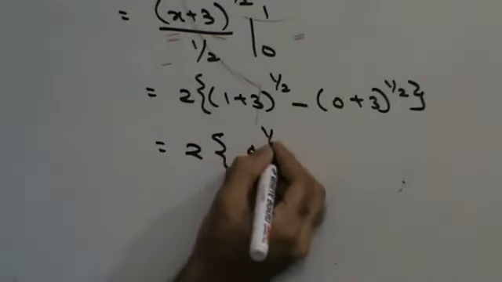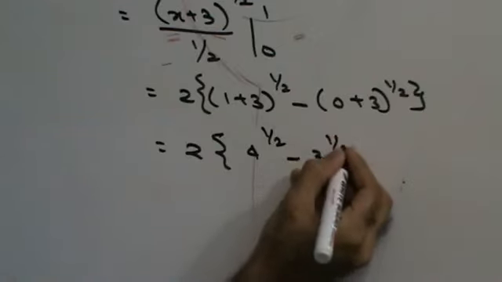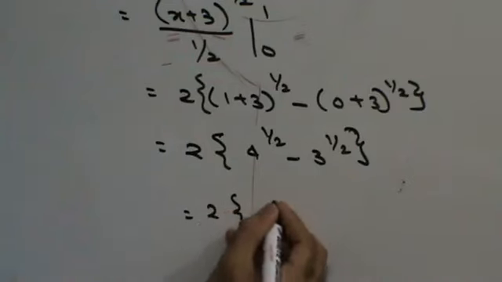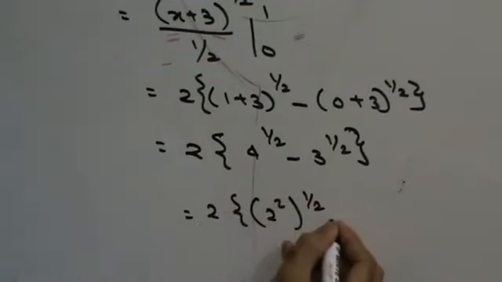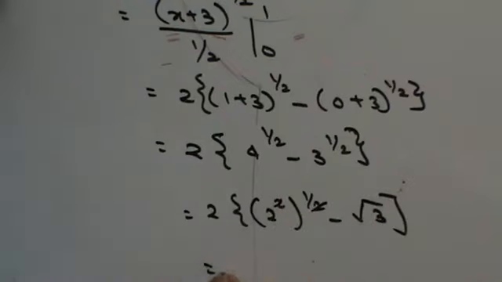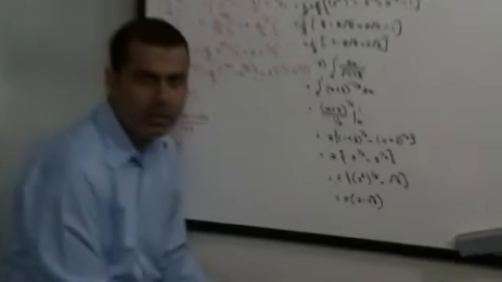This is 4 raised to 1 by 2 minus 3 raised to 1 by 2. So 2. This is 2 square raised to 1 by 2 minus root 3. So your answer is 2 minus root 3. Fine, do we get this thing here? This finishes algebraic integration, definite integrals. We will stop this here for the day. Thank you very much.